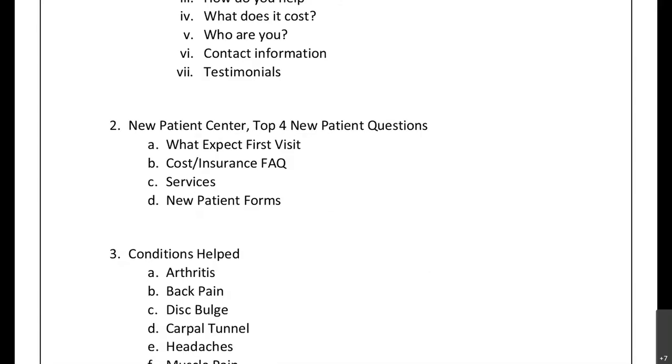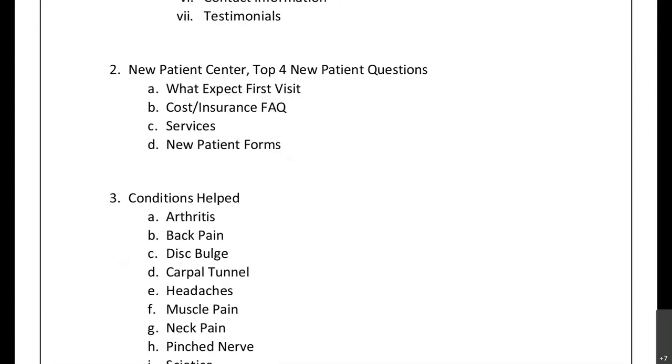Okay, page 2, new patient center, top 4 new pages. The new patient center is what the tab is, and it has the big questions: what to expect on your first visit, cost insurance FAQs, the services you offer, new patient forms. That's what they want. All of these are secondary with the exception of cost insurance FAQ. But remember, you have a totally separate tab for cost and insurance FAQ because it's such a huge category. So even if you took it out of this or made it redundant, you're fine.